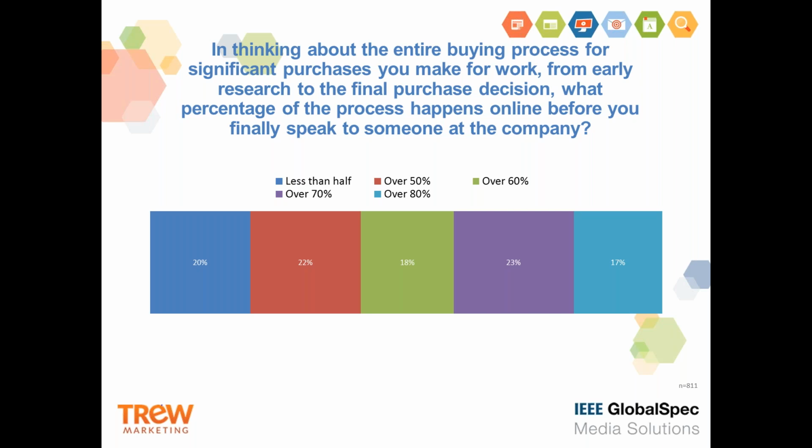So in thinking about the entire buying process for significant purchases you make for work, from early research to the final purchase decision, what percentage of the process happens online before you finally speak to somebody at the company? And so as you've seen on the previous slide, for the majority of engineers, nearly 60% of the buying process happens online before they speak to you, before you are even aware it's happening. And that's an important point. I want you all to think about that.